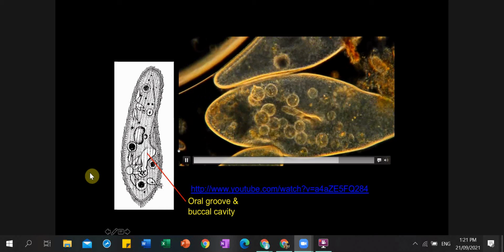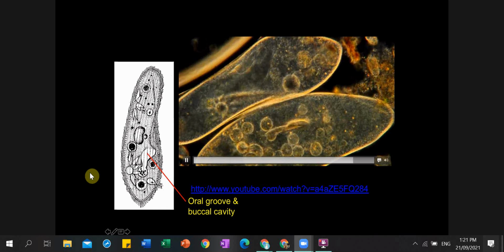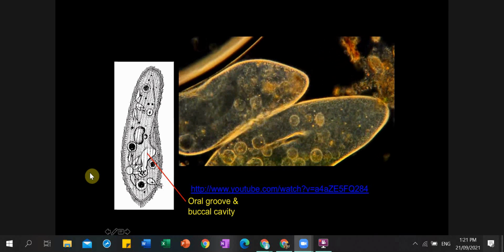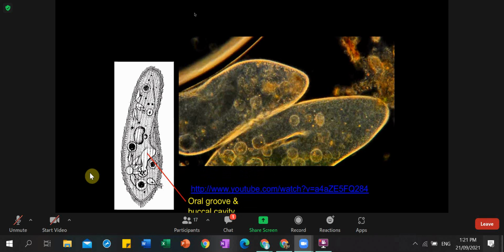What is it? Do you remember that last week we already studied, right? Looks like hairs here. What is it? Something looks like hairs, but that's not. Cilia, very good. So these are actually cilia, right?